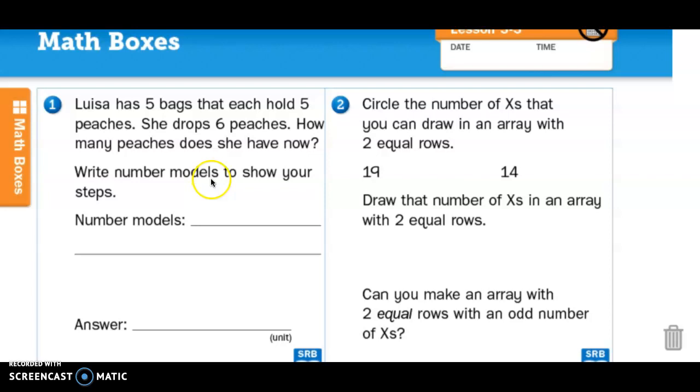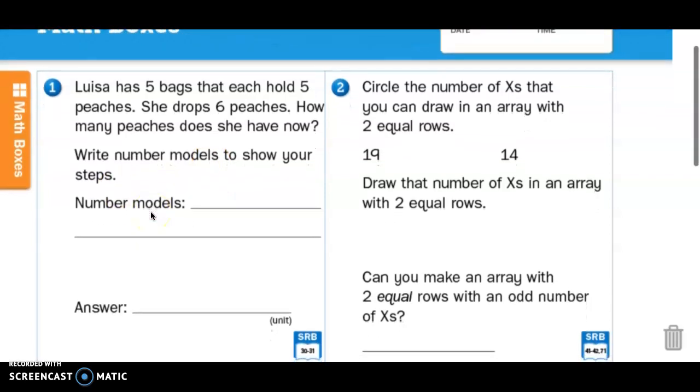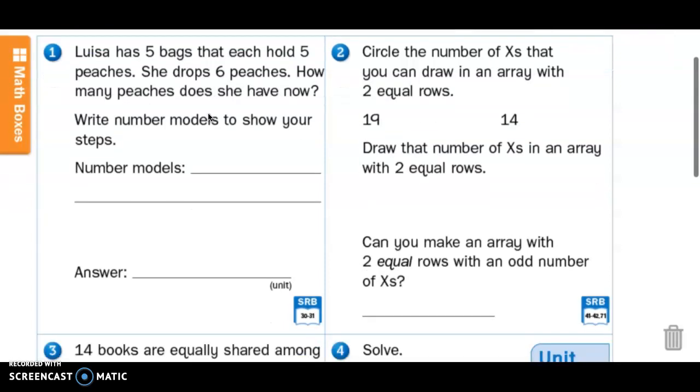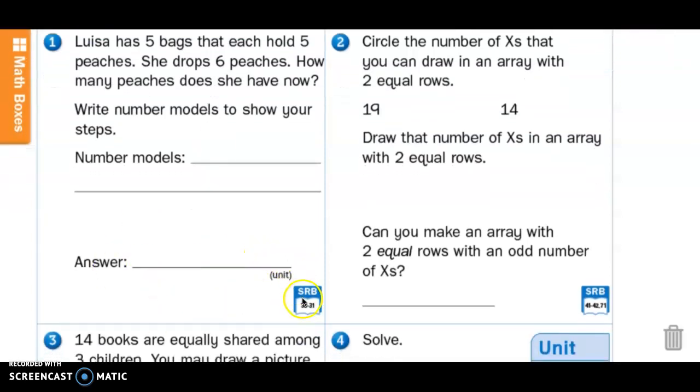Number models and steps is plural. That means you have more than one. So first I would start drawing how many groups and how many you have in each group. Then she drops 6 peaches. If she drops them, is she getting more peaches or is she losing peaches? Write your answer with the unit.